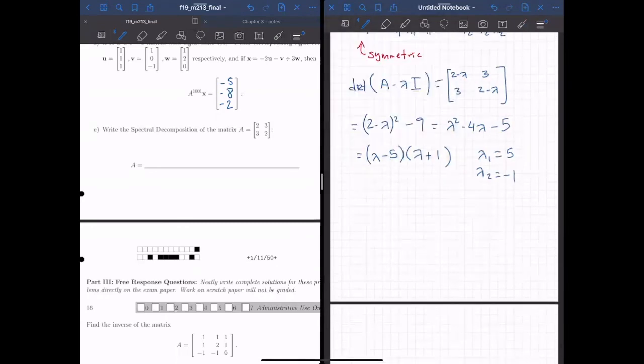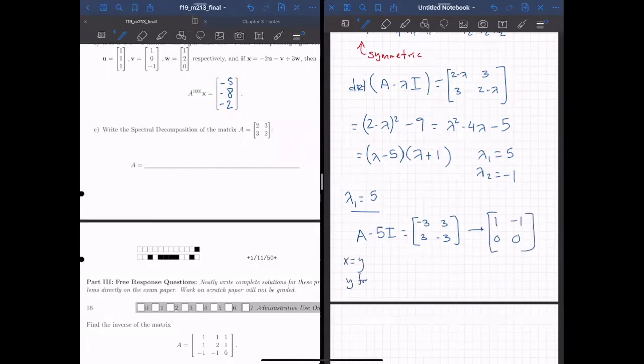So we'll start off with, say, λ1. A minus 5 times the identity is -3, 3, 3, -3. This row reduces nicely to 1, -1, 0, 0. And therefore x equals y, and y is free. So my vector (x, y) becomes (y, y), and so (1, 1) is an eigenvector.